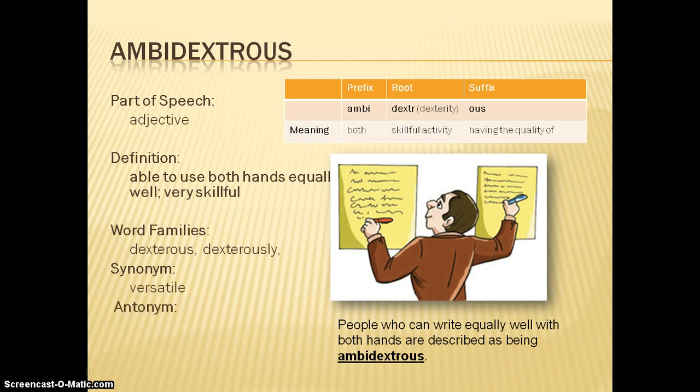Ambidextrous means to be able to use both hands equally well and to be very skillful. So in the photo you see the man writing with both his right hand and his left hand, and he can do it as well with his right as with his left, so he's ambidextrous. Ambidextrous is sometimes used to describe athletes. An example would be a baseball player who is a switch hitter. So they can bat righty and lefty equally well, so they are ambidextrous.